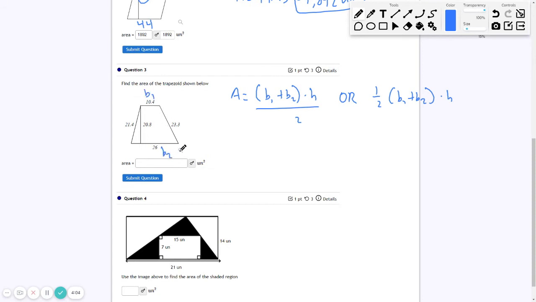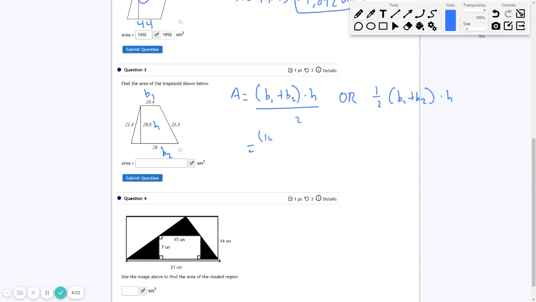But if you're the type of guy, type of girl that likes to go bottom base 1 and top base 2, whatever floats your boat, it works. And again, the height here is not the slants. It is the one that goes horizontal or vertically up and down. So we can go ahead and plug in our numbers here. I'm going to use the first one for convenience.